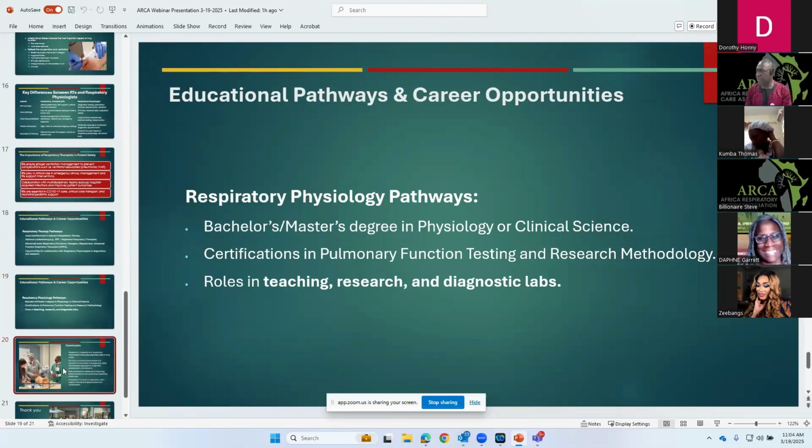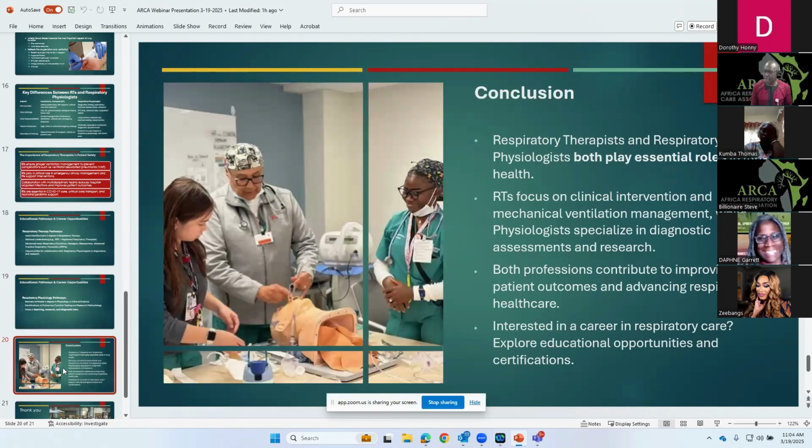So to conclude, these are some of my team members. We have a lab where we train. When we hire people, we also have students that come here. We have people train, and this is how we continue to make sure that we keep the skills up for our team. But to conclude, respiratory therapists and respiratory physiologists play a key role in the way that we take care of the patient's lungs.